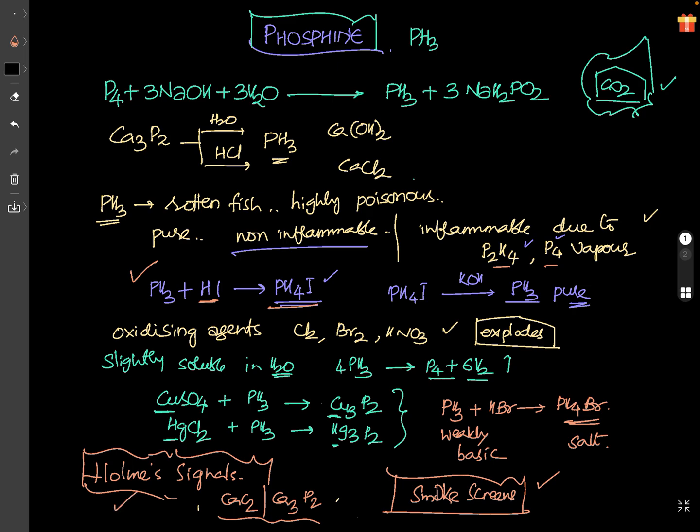This is all about phosphine. Most important points of phosphine are how it is prepared. This reaction, it is highly poisonous. Its smell, rotten fish smell. Non-inflammable but inflammable because of this. How to remove these impurities? By treating with HI, then treating with KOH. And it explodes when treated with oxidizing agents like chlorine, bromine, HNO3, and forms phosphide with copper and mercuric salts, decomposes in water and gives you P4 and H2. That's all. Home signals is the most important one.